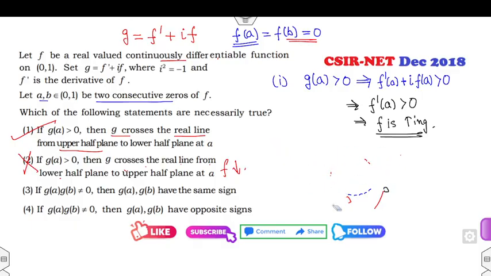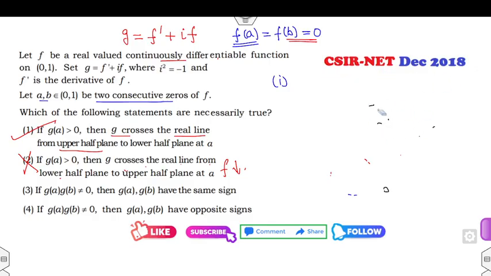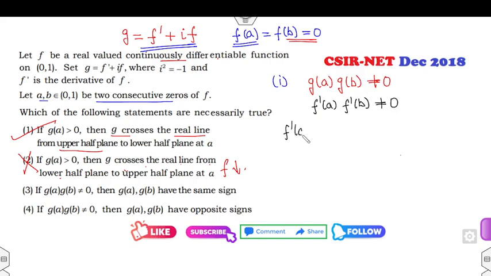Now look at the third option. The third option is that G of A times G of B is non-zero. What is G of A? Because f of A is 0, that is f dash of A, and this is f dash of B, which is non-zero. So that means either f dash of A times f dash of B is greater than 0, or the other option is that it is less than 0. Then GA and GB have the same sign. What is f dash A, f dash B? That's the G of A.